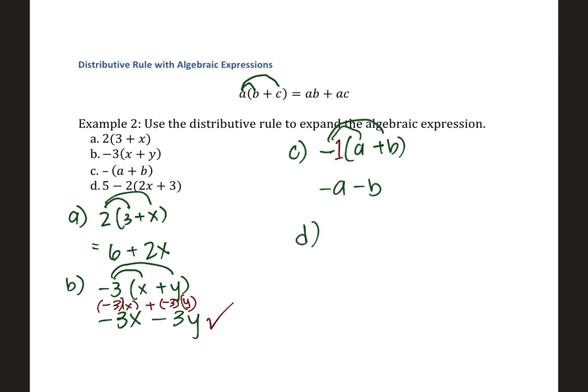For letter D, we have a distribution with that extra 5 at the end. So 5 minus 2 times 2x plus 3. So since this negative 2 is attached to the 2x plus 3, I'm going to distribute that negative 2 and then just leave the 5 at the very front. So this is what I'm distributing. Let me actually highlight this.